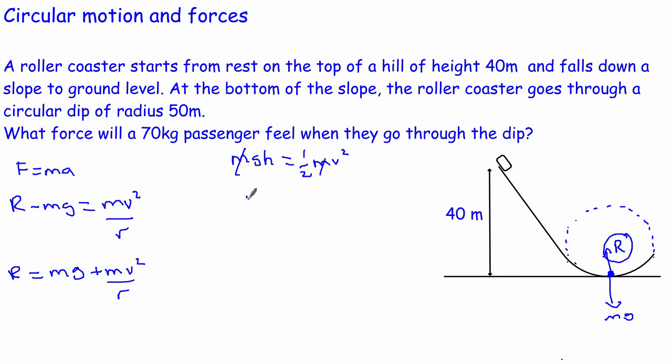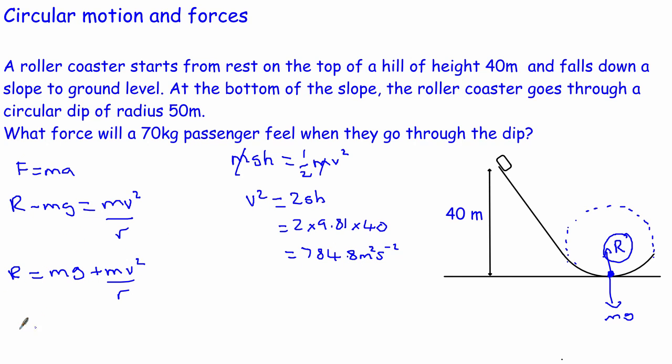So v squared equals 2gh, which equals 2 times 9.81 times 40, and if I do it on my calculator, that is 784.8 meters squared per second squared. I could then work out the velocity by taking the square root of this, but I'm going to leave it as v squared because I've got v squared in this equation, so I can just take this number and put it straight in.